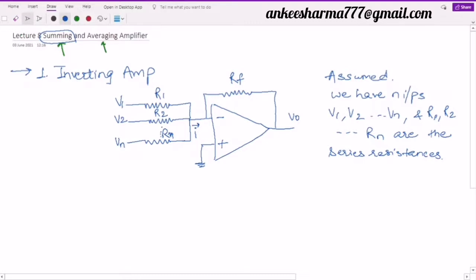So if I want to find the total current I, definitely there will be current in this branch equal to I1. In this branch, the current will be I2, and this is In. So can I say the total current at this node, which I have denoted here with I, will be equal to the sum of all the incoming currents. So I can write I is equal to I1 plus I2 plus so on up to In.